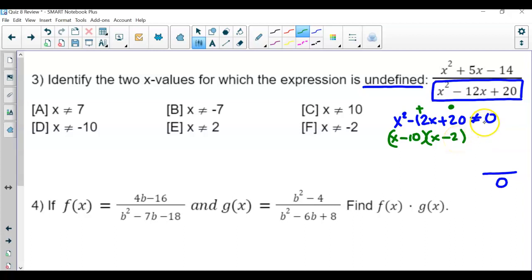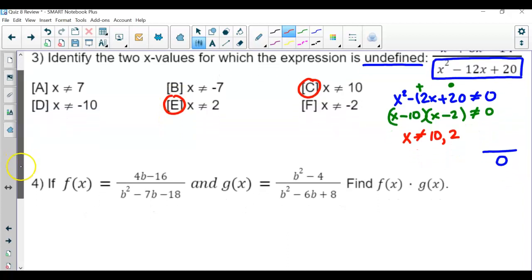Now remember though, we're identifying what makes this undefined. So setting equal to 0 or not equal to 0, that means again, changing the signs, x cannot equal positive 10 and positive 2. That's why the answers were C and E.